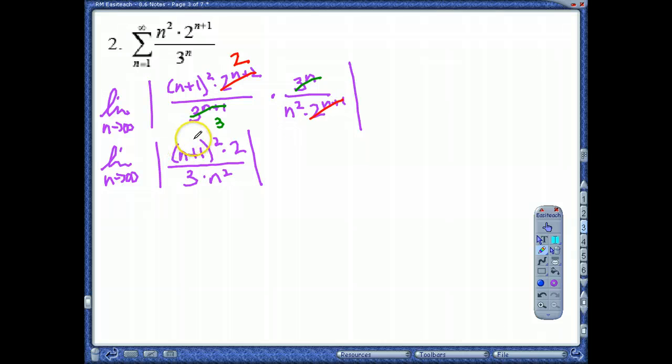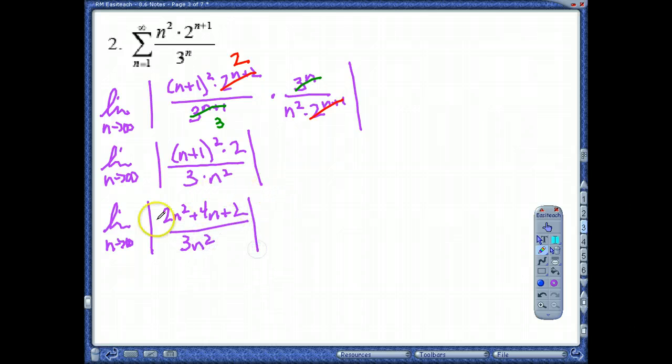Okay, so if I were to multiply this numerator out, I would have my n squared plus 2n plus 1, and then I'd multiply it by 2. I'm just going to go ahead and do that. So I'll have that 2n squared plus 4n plus 2 on top. I have that 3n squared on the bottom. We know that when we approach infinity, we're looking at the highest power term on top against the highest power term on the bottom. Everything else is insignificant. So this is going to equal 2/3, which, once again, is less than 1. Therefore, my original series converges.